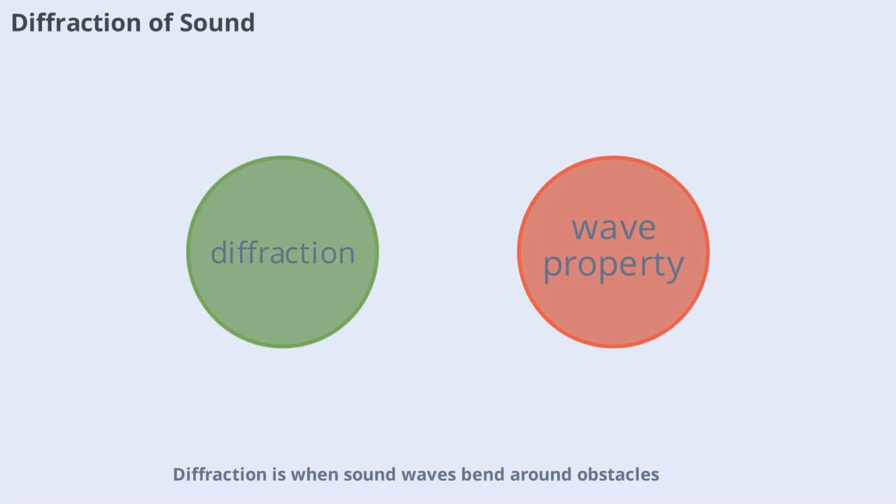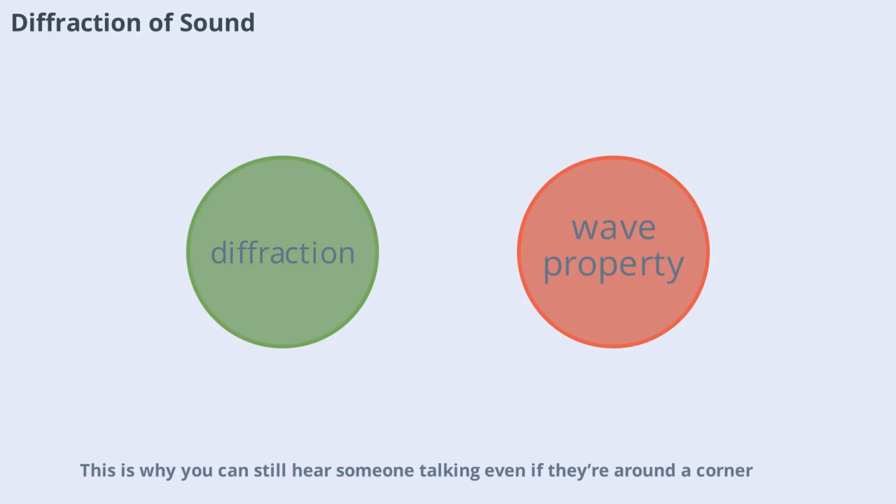Diffraction is when sound waves bend around obstacles or spread out after passing through small openings. This is why you can still hear someone talking even if they're around a corner. Sound waves are pretty good at bending, especially lower frequency sounds with longer wavelengths. This property helps sound travel through doors, windows, and even around buildings.